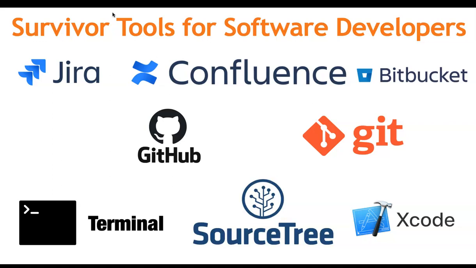Generally, people use Jira and Confluence. Those two are common, and Bitbucket or GitHub. Out of the two, one will be used, and Git client or SourceTree. Out of these two, one will be used. And coming to the Mac, there is a terminal which helps. Even in Windows, we have command prompt which helps to some extent to use these two clients.